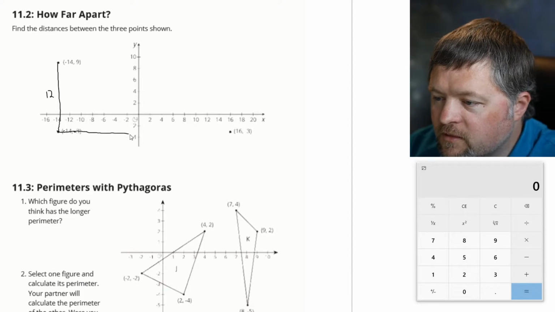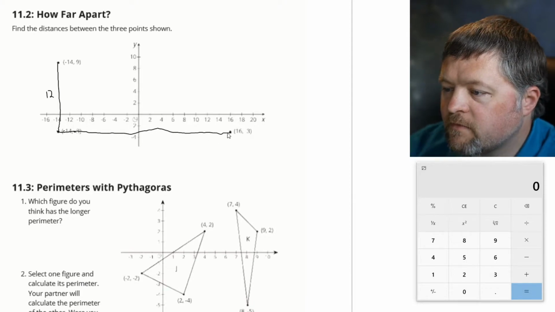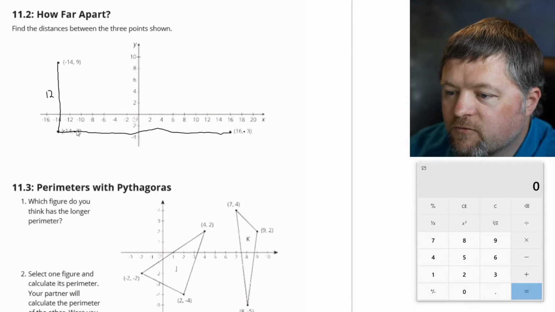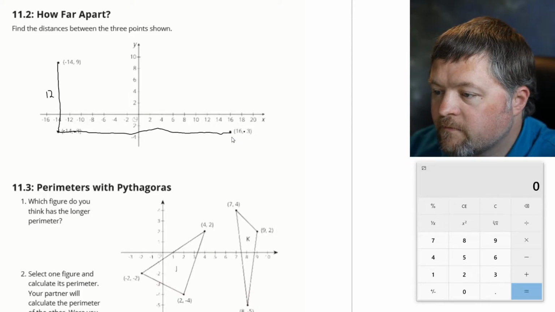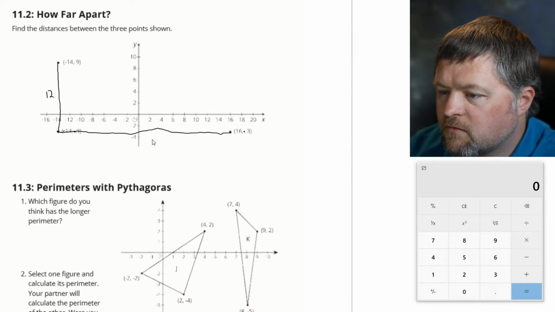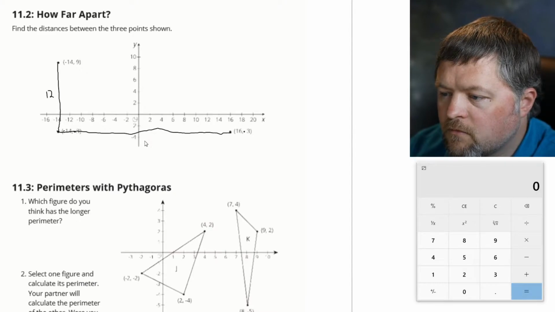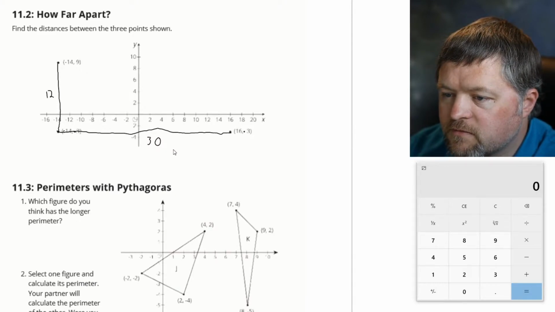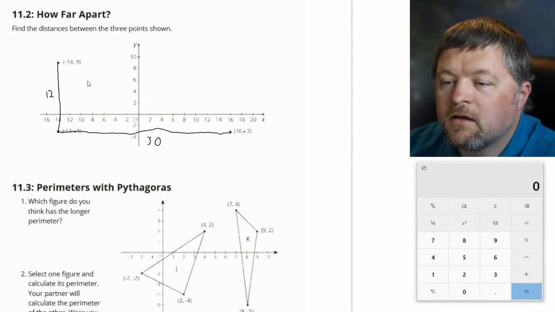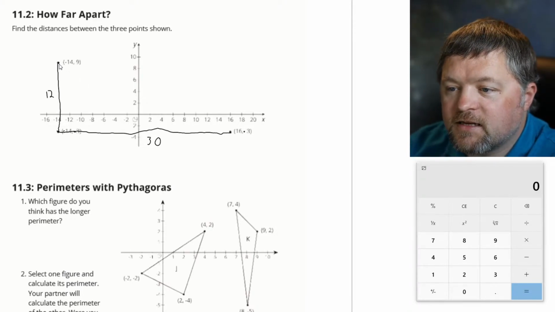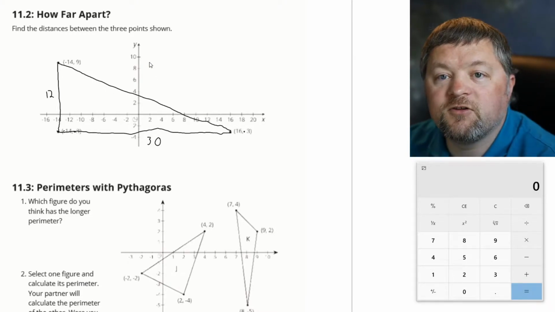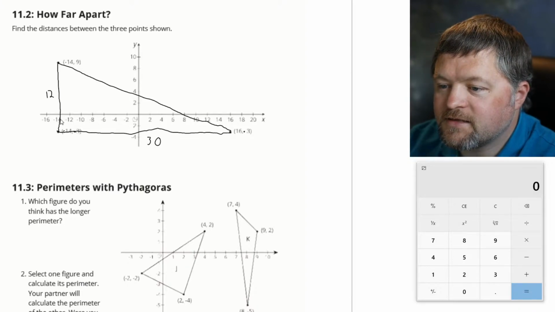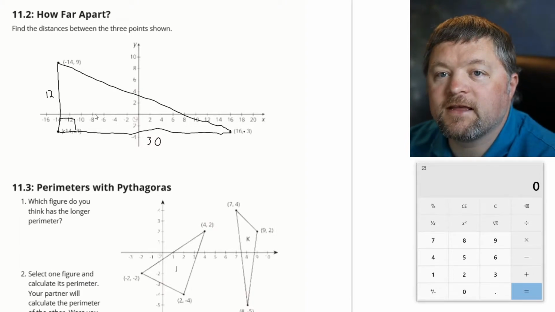Now, what about these 2 points? That one's also at negative 3, but from negative 14 to positive 16 is 30 units. So now we have to find the distance between the other 2 points here. How are we going to do that? The same way we're doing everything lately, with the Pythagorean theorem.